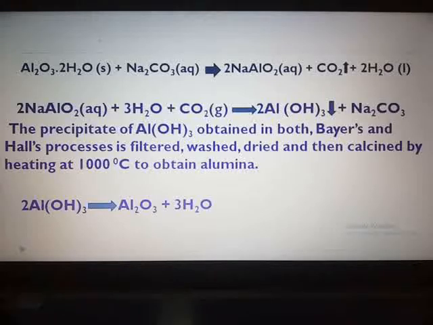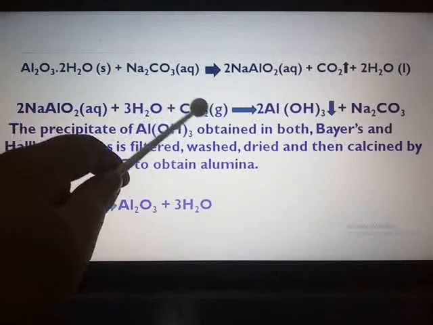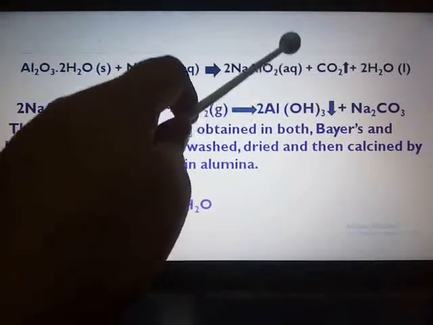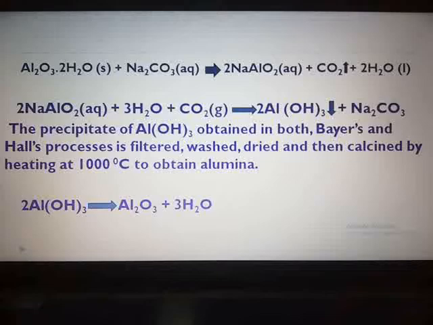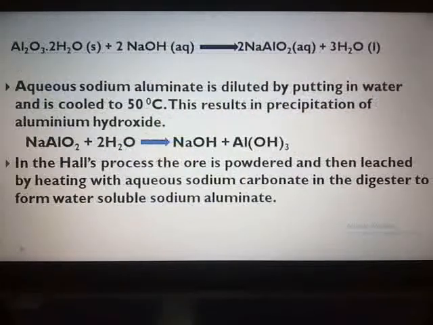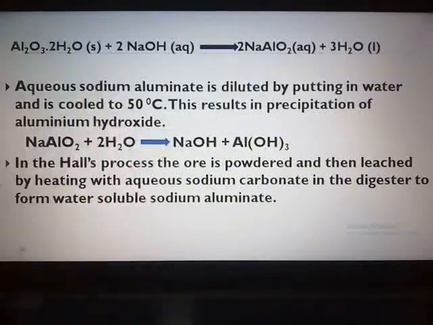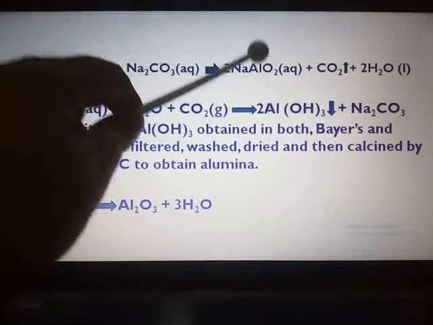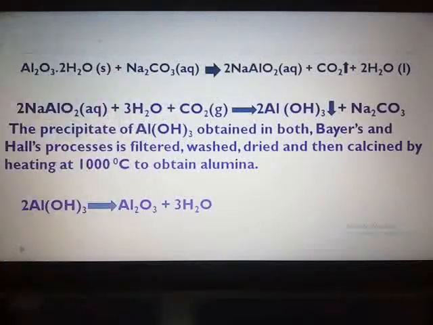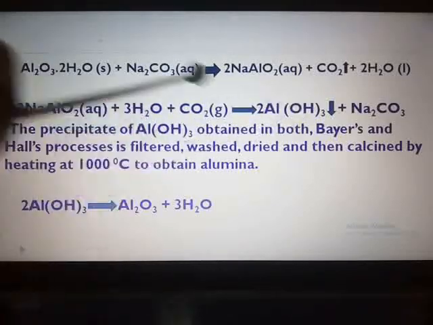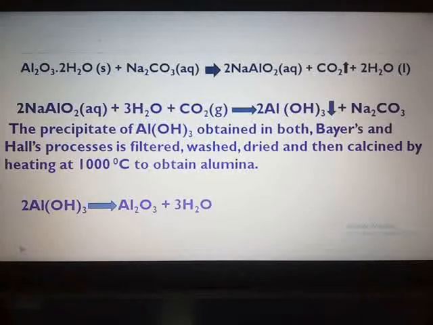Then this sodium aluminate, you can see, when treated with water and carbon dioxide gas is allowed to pass through it, you get the precipitate of aluminium hydroxide, which is required. Now this precipitate, earlier also you have seen, let us go to the previous slide. You have got aluminium hydroxide in Bayer's process. Here also you get aluminium hydroxide in Hall's process. This precipitate of aluminium hydroxide, which is obtained in both Bayer's and Hall's processes, is filtered.